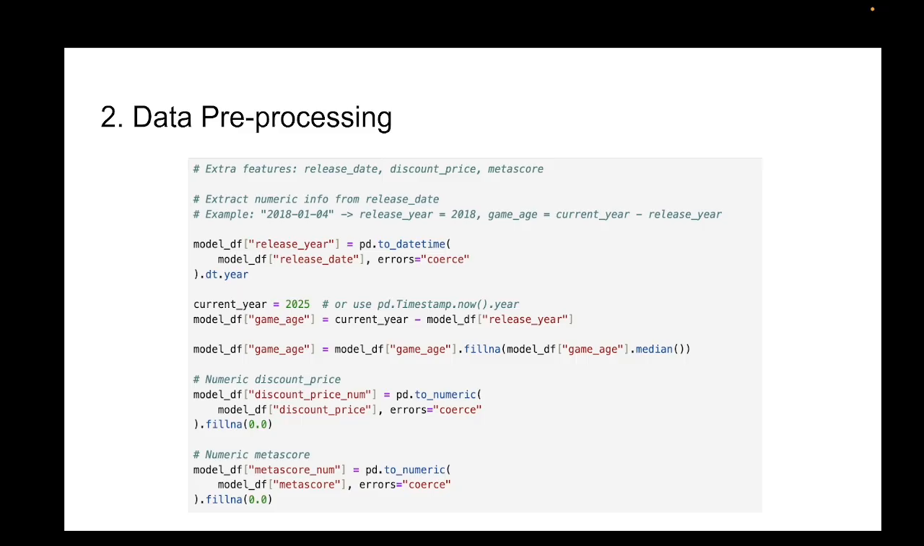Here's just more features I added. One is the release year, one is the discount price, and one is the metascore. For the discount price and metascore, I just grab them from the datasets. For the release year, I grab the year from the datasets and use the current year minus the release year to get the game age.